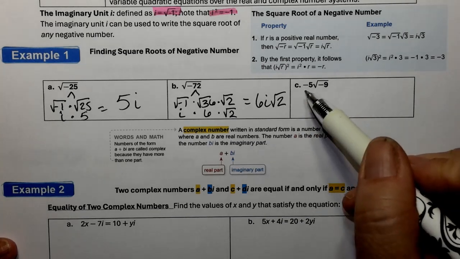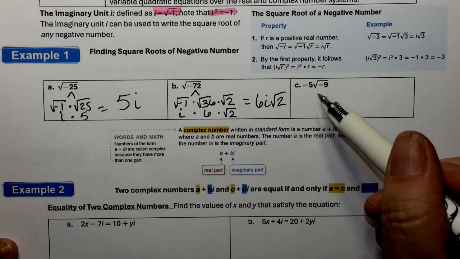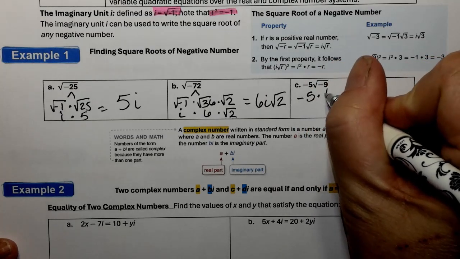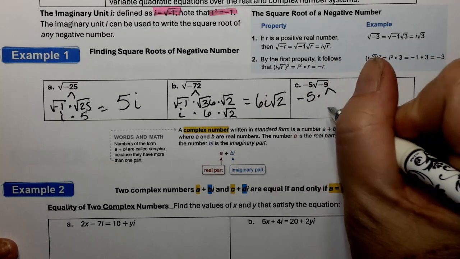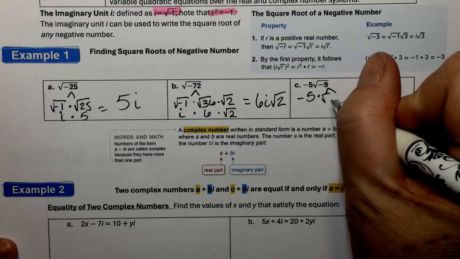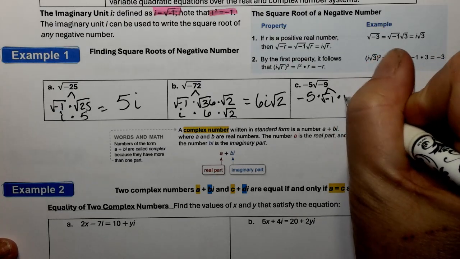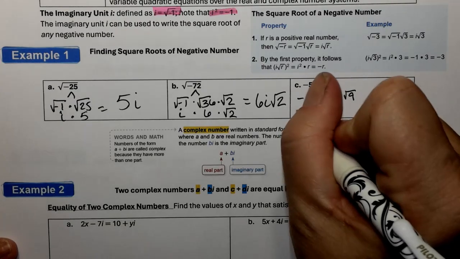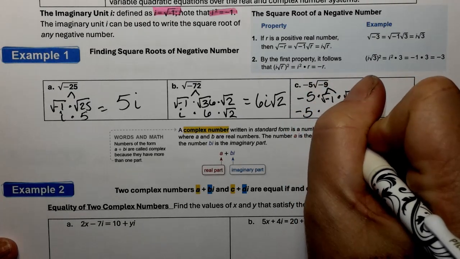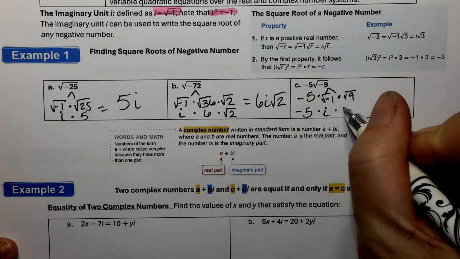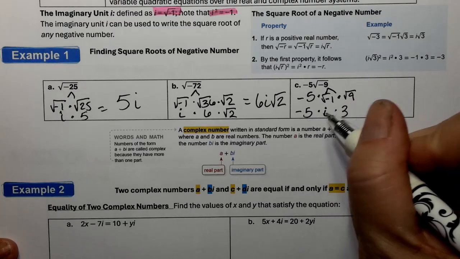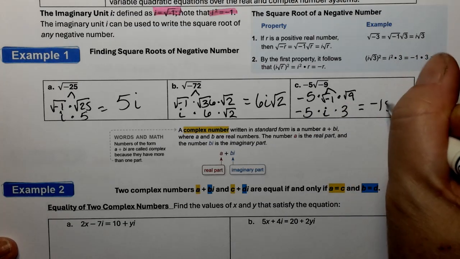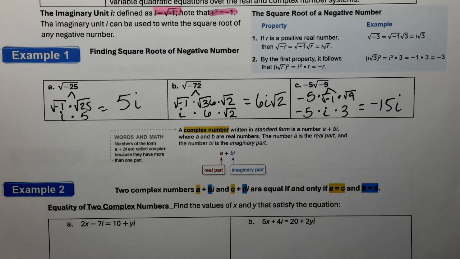So for C, we have that -5 in front. That -5 is going to stay in front. So we're going to have -5 times, and we break up the square root of -9 into the square root of -1 times the square root of 9. We can find the square root of 9. So now we have -5 times i times 3. Treat it just like you would any other variable, and we have -15i.